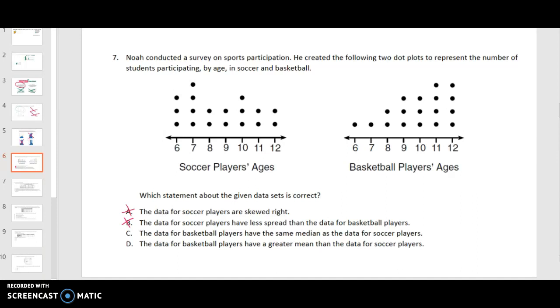All right, C. The data for basketball players has the same median as the data for soccer players. So in order to find out the median, we could lay out all the numbers and cross them out to come to the middle. I'm going to do it via dots, to be honest with you. So I'm going to cross out dots.